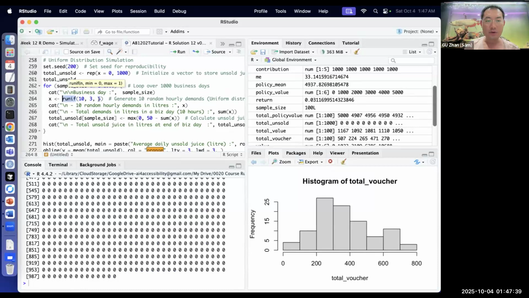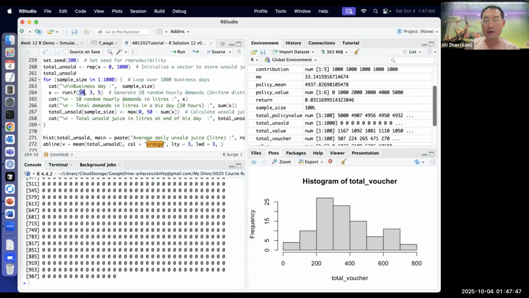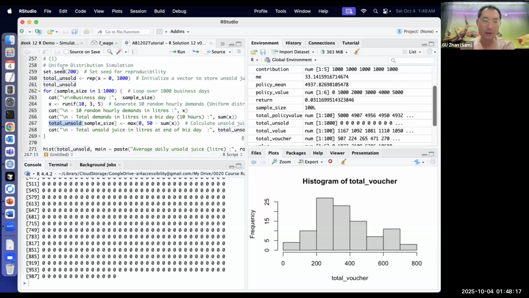Okay, so X follows a normal distribution, generate 10 random hourly demands, uniform distribution between... So every hour, basically how many liters you sell. Then 10 random hourly demands in liters is actually seeing 10 numbers. Total demand, you sum it, and total unsold for the first sample is max 0 of 15 minus sum x. So 15 minus sum x is, if you have unsold, you will have some value that is not 0, then your max function will give you that value. Then you display it. So this is what is being done.